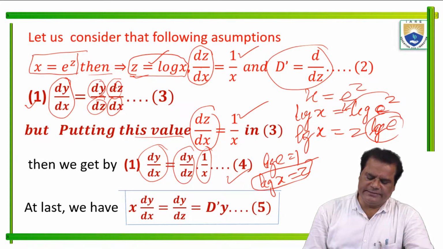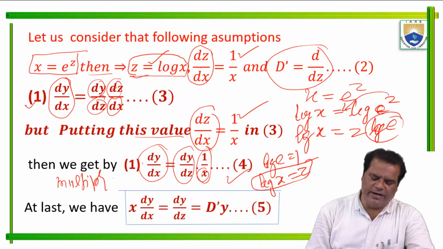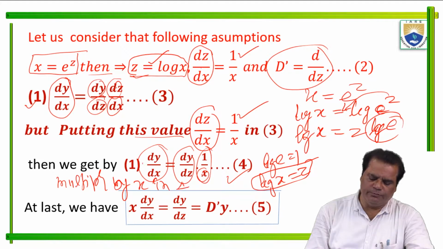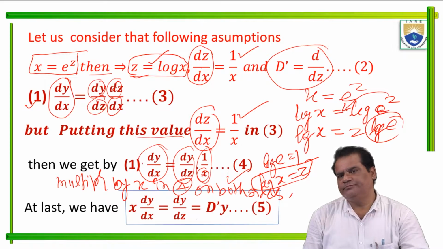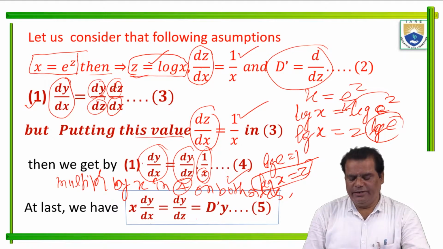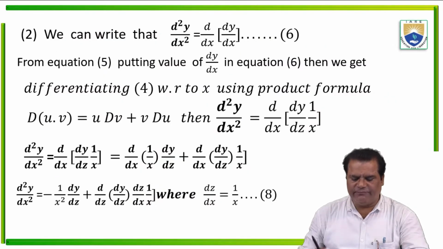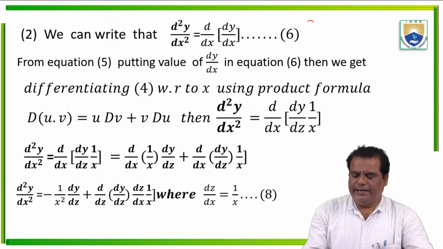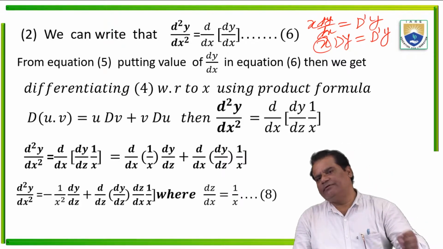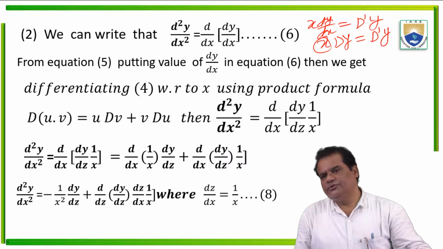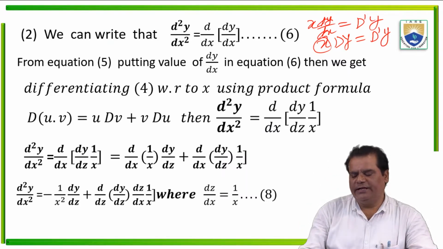Now multiply by x in equation 4 on both sides. So x dy dx equals dy dz. Dy dz is D dash y. So we write the formula x dy dx equals D dash y. That is, x dy dx equals D dash y. In our question, x is multiplied with the first derivative, so we remove the independent variable x and then we get this result.